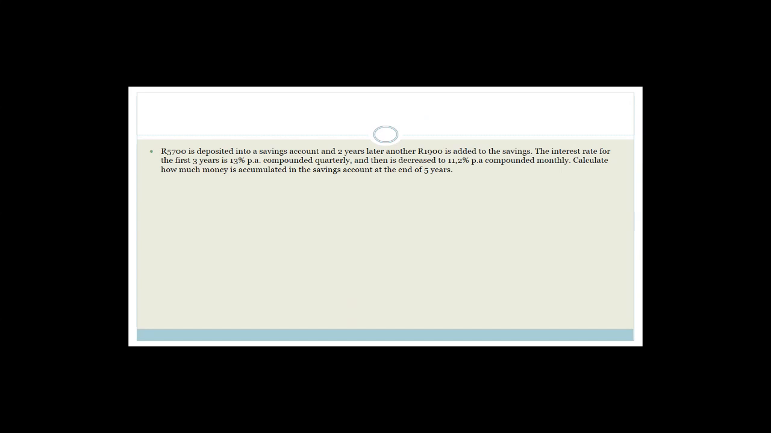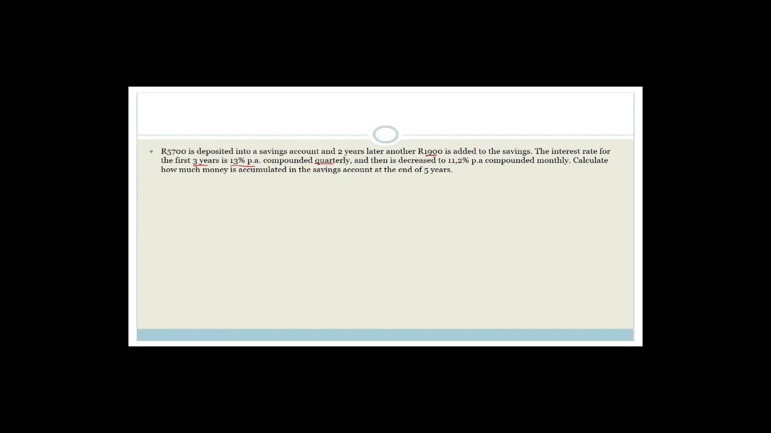So let's have a look at this. The best thing you can do is, first we're going to read through it slowly, then we're going to draw a number line, and we're going to put all the values on the number line, and then we're going to work it out. So it says 5,700 rand is deposited into a savings account. 2 years later, another 1,900 rand is added to the savings. The interest rate for the first 3 years is 13% per annum, compounded quarterly.